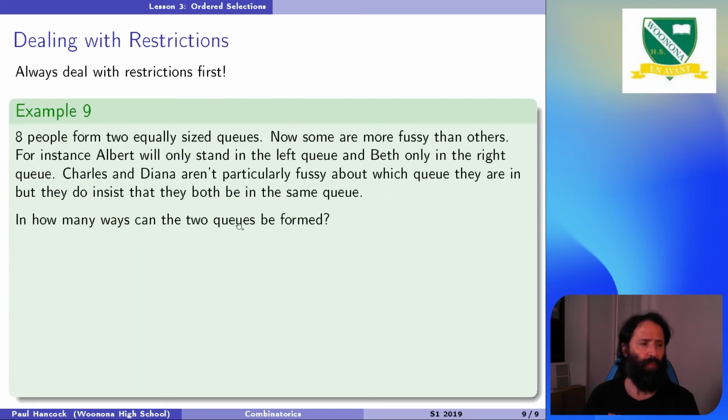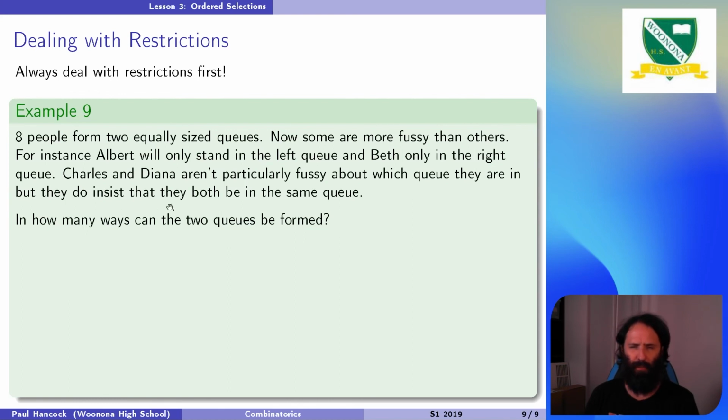Okay, now another problem. Quite a wordy problem, and unfortunately often these combinatorics problems are quite wordy. 8 people form 2 equally sized queues. So there are 8 people, there are obviously going to be 2 queues of 4. And I'm saying here now, some are more fussy than others. So for instance, Albert will only stand in the left queue, and Beth will only stand in the right queue. Charles and Diana aren't particularly fussy about which queue they're in, but they do insist that they both be in the same queue. Okay, so they don't care if they're in the left or the right, but wherever Charles is, Diana has to be. Wherever Diana is, Charles has to be.